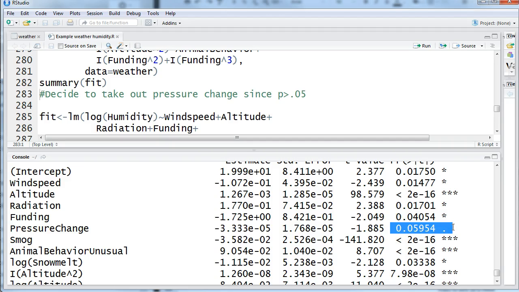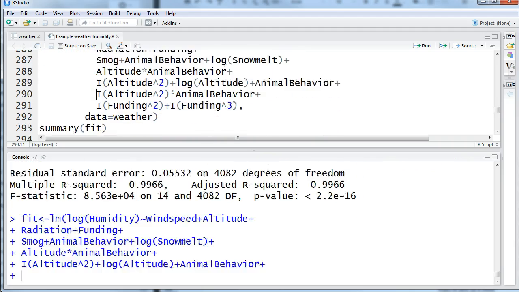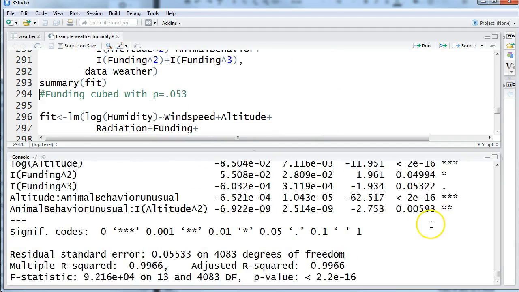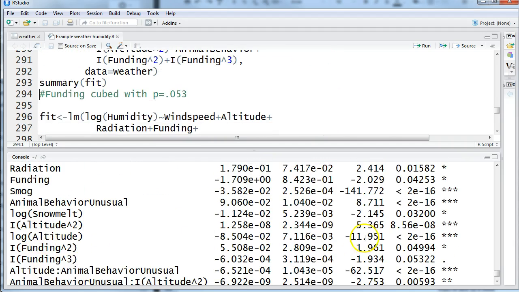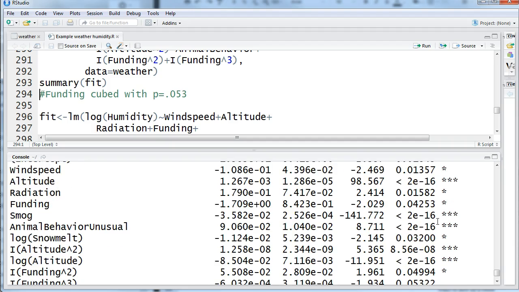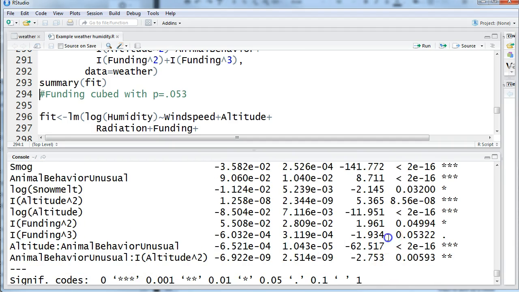I'm hoping maybe if I get some of these last ones out. See, that guy's only barely not significant. If we're going to stick to our strict rule of 0.05, then I'm going to take out pressure change. Plus, it'll make my model a little smaller. So we'll be strict. And log altitude is still significant along with altitude squared. That still worries me. So where is funding cubed? Funding cubed 0.05, barely not significant.